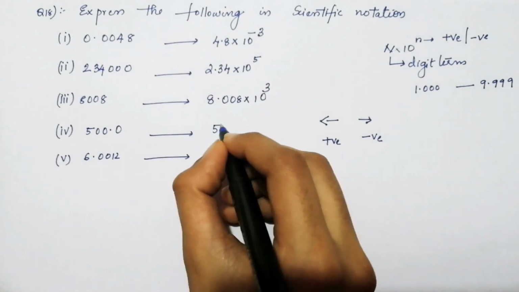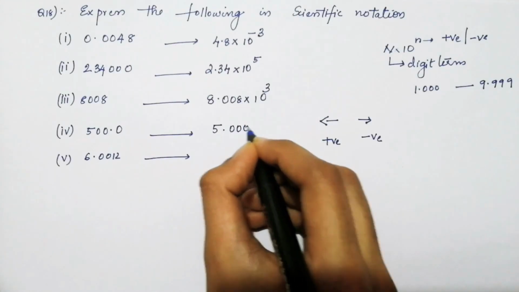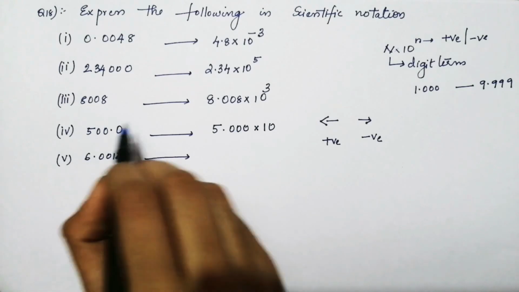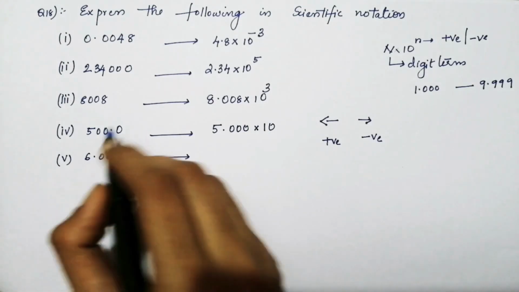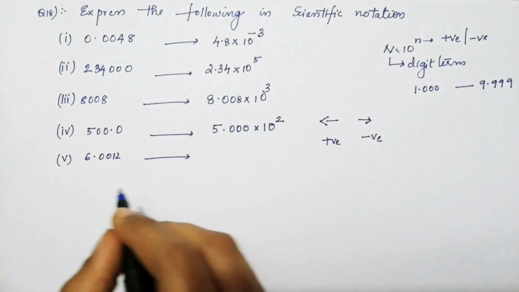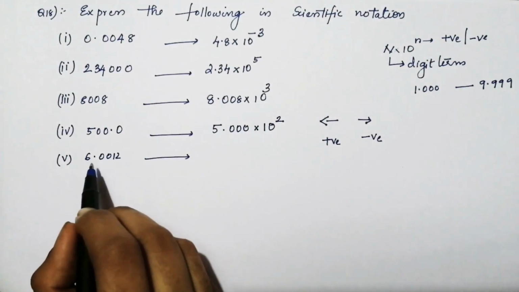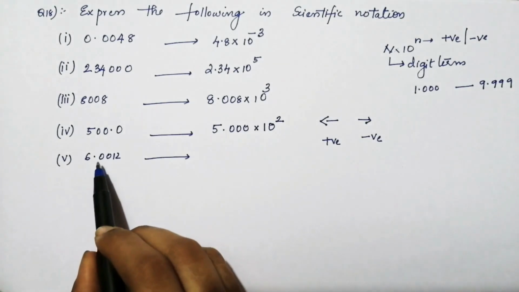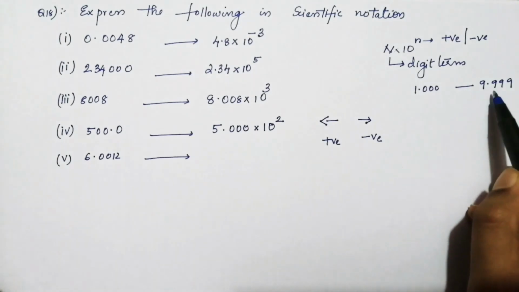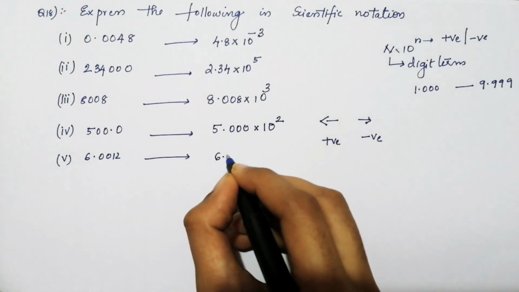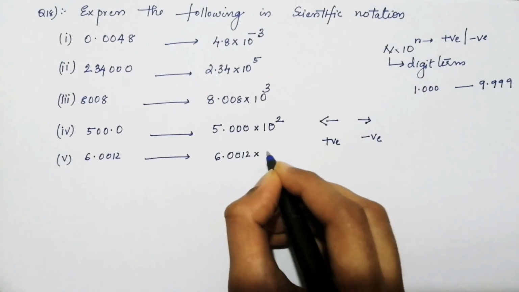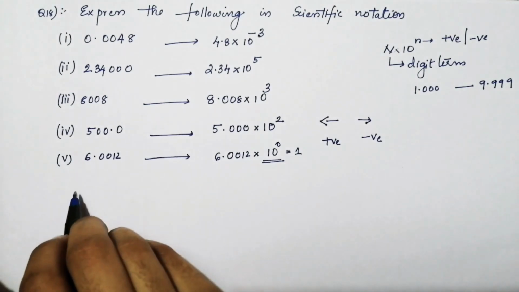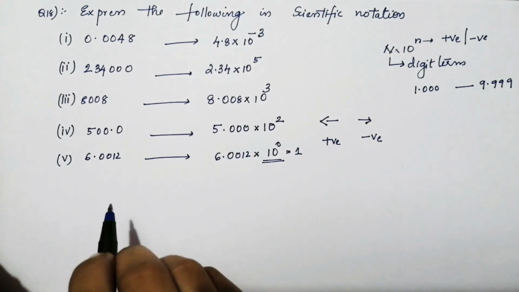And this we can write as 5.000 into 10 power. Here again we are shifting the decimal towards the left, so we have a positive exponent and we are shifting 2 places. So this is 10 power 2. And the last question, here it is already in the form of a scientific notation, that is the digit term 6.0012, which is in between 1.000 and 9.999. So we can write this as 6.0012 into 10 power 0, because 10 power 0 is equal to 1. So this is same as this. So this is how we write the scientific notation.